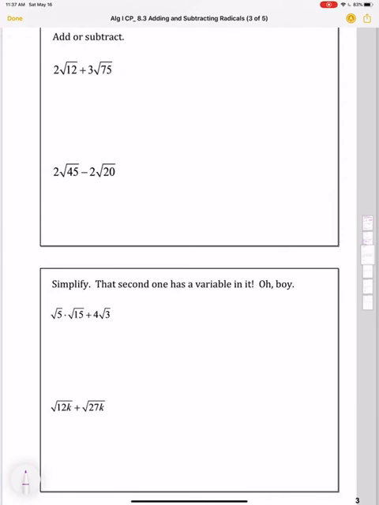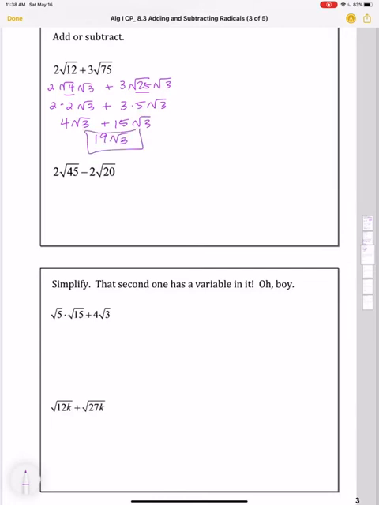2 root 12 and 3 root 75. So you're going to have your list, and you're going to be thinking what perfect squares go into them. 4 times 3, and 25 times 3. So I put my perfect squares first. 4 goes into 12, 25 goes into 75. So it's 2 times the square root of 3 plus 3 times 5 times the square root of 3. So that's 4 root 3 plus 3 times 5, 15 root 3. So those are the same radicals, so it's 19 root 3.